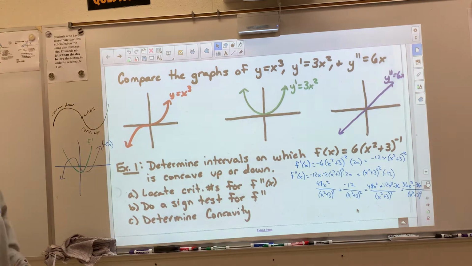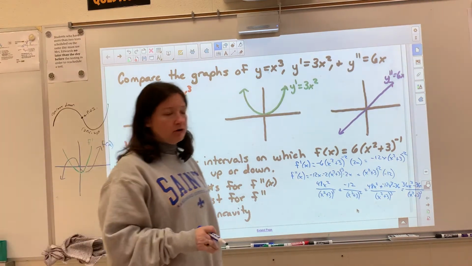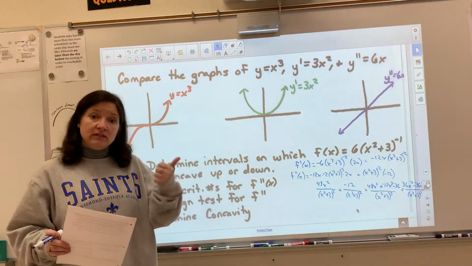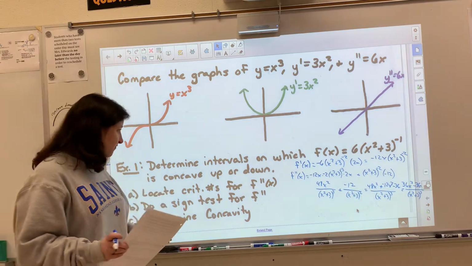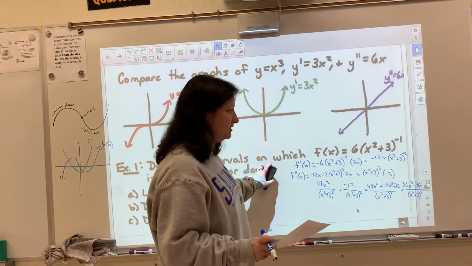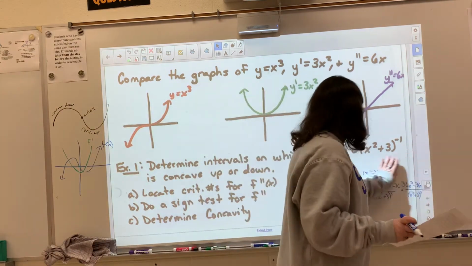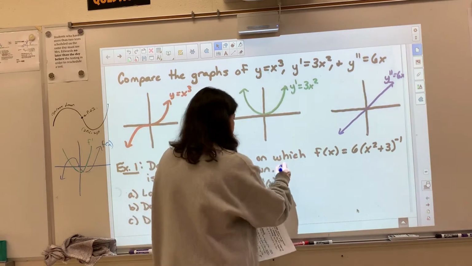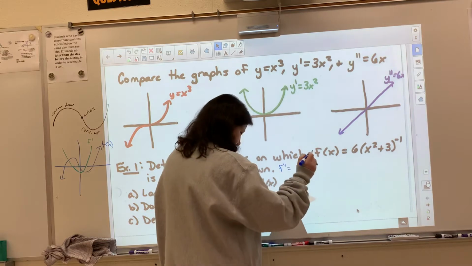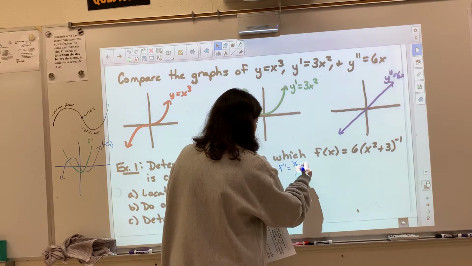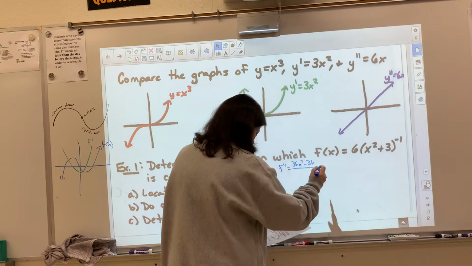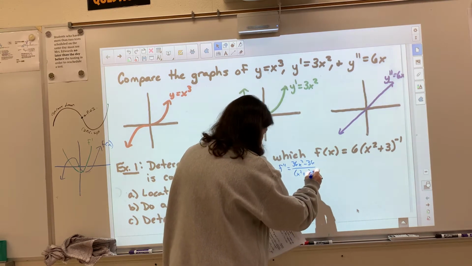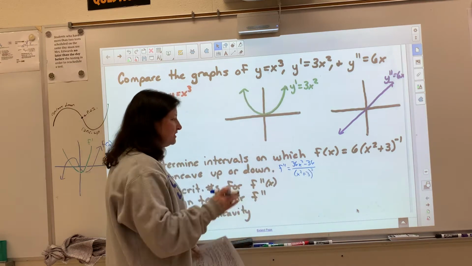And we need to find these critical numbers. Well, where do you think critical numbers occur for a second derivative? They occur where the second derivative equals 0 or is undefined. So I need more space, so I'm going to erase. Hopefully you can pause the video if you need to and copy all that work down. But the second derivative, let me just write it right here again, was 36x squared minus 36 over (x squared plus 3) cubed. Okay, so we need to find critical numbers.